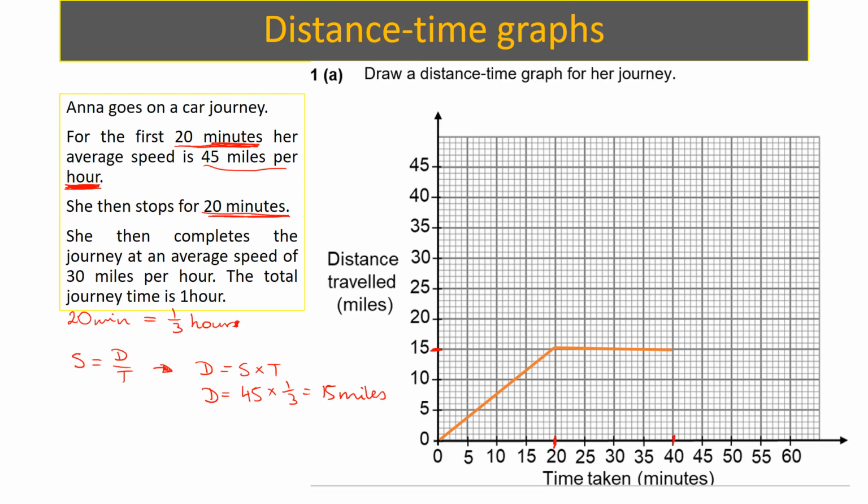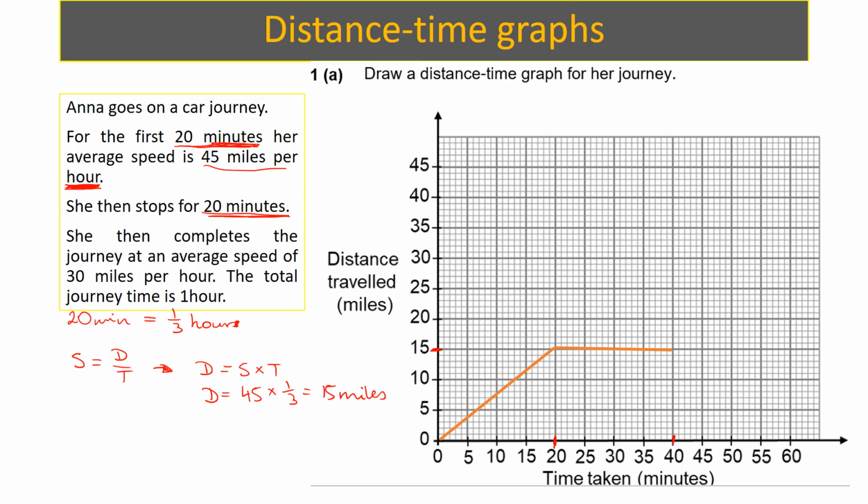Then she completes the journey at an average speed of 30 miles per hour. Now notice that she's not coming back. She continues with her journey. So my line will not be going down, it will be going up because she carries on with her journey. Now I also know that the total time for her journey was 1 hour. So I know that the last part of the journey took 20 minutes.